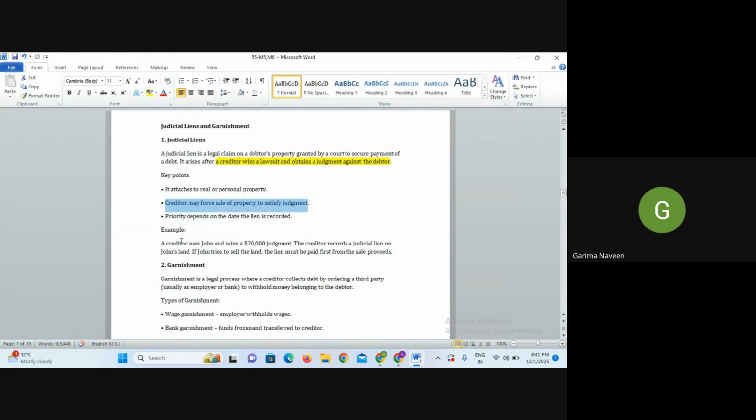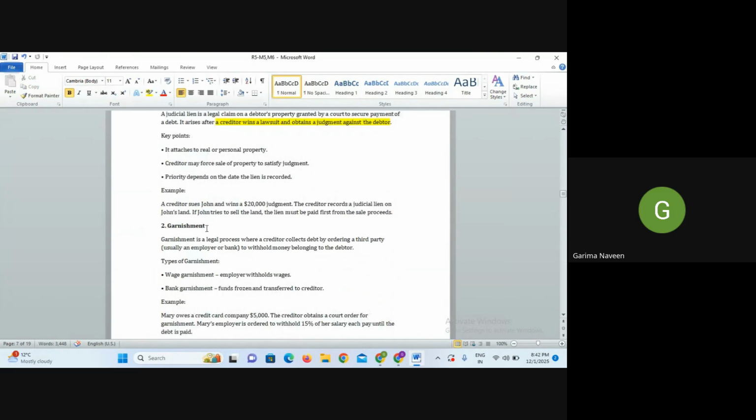For example, a creditor sues John and wins a 20,000 judgment. The creditor records a judicial lien on John's land. So, if John tries to sell the land, the lien must be paid first from the sale proceeds.